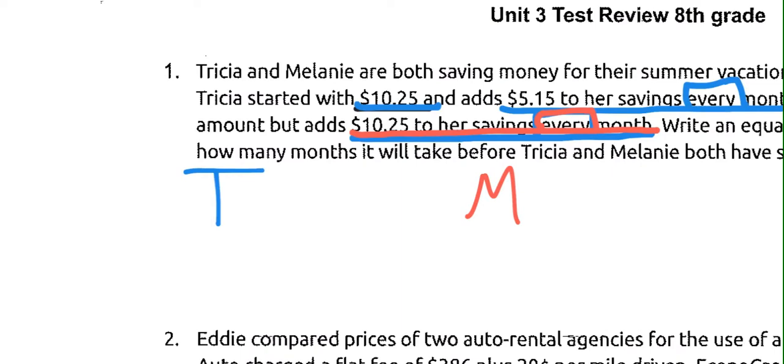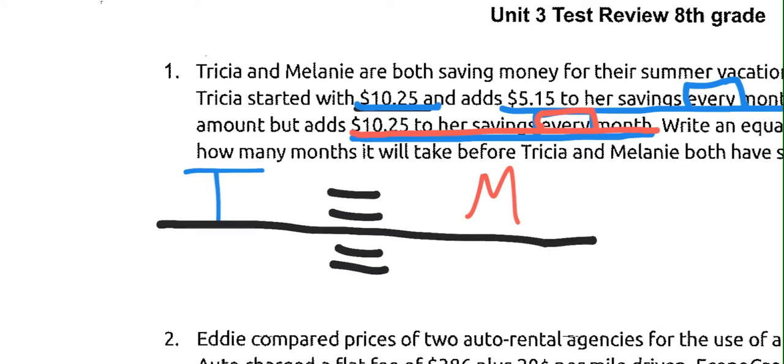Trisha's starting with the $10.25. So that happens one time. You're going to want to set an equal sign between these two because we want to know when they both have the same amount. Our equation is going to look like this. Trisha's stuff and then Melanie's stuff. So on the left side, we're going to have the $10.25, and we are adding $5.15 every month. Our X or M or whatever letter you want to use will represent every month.